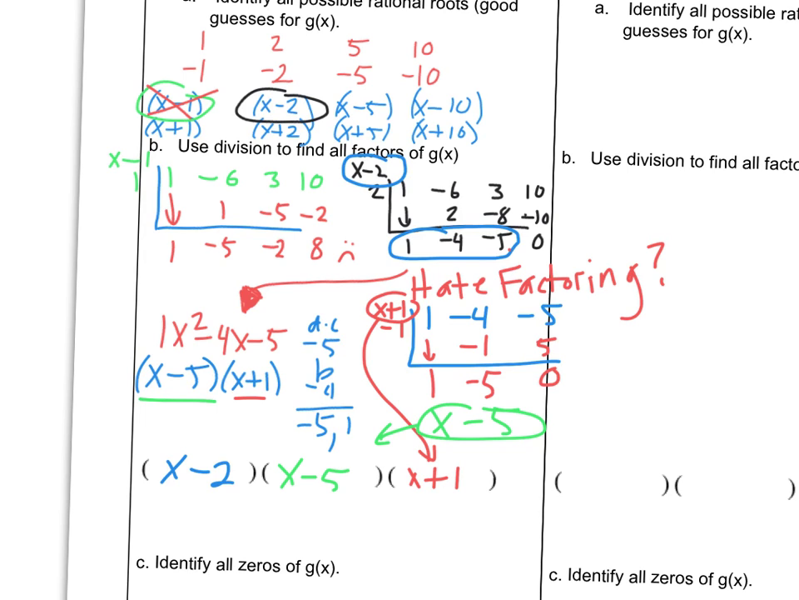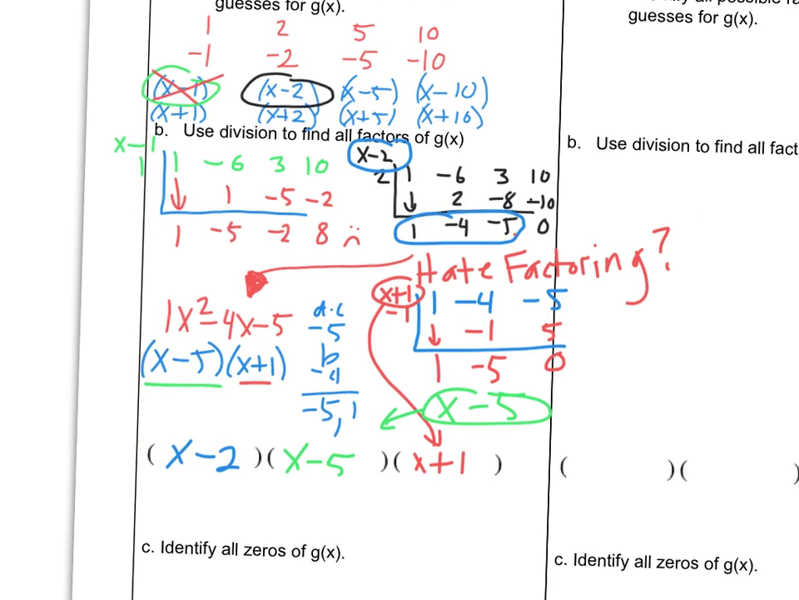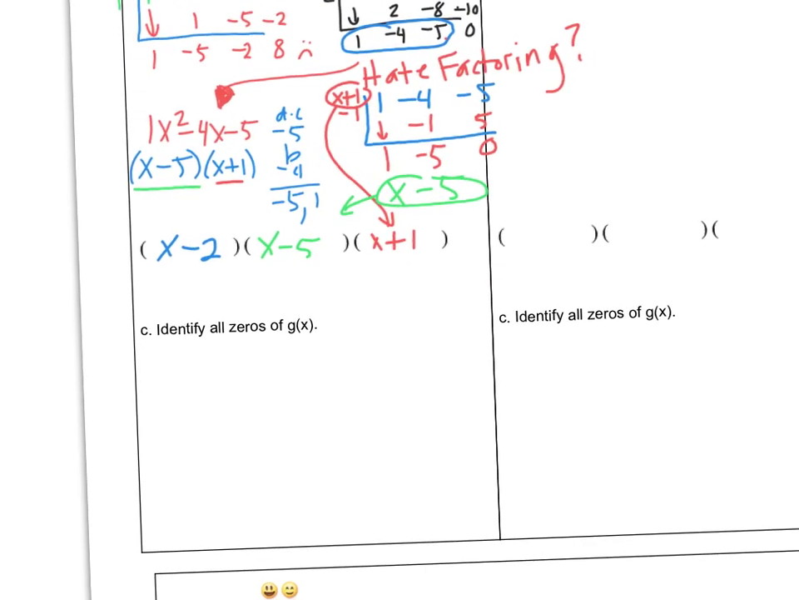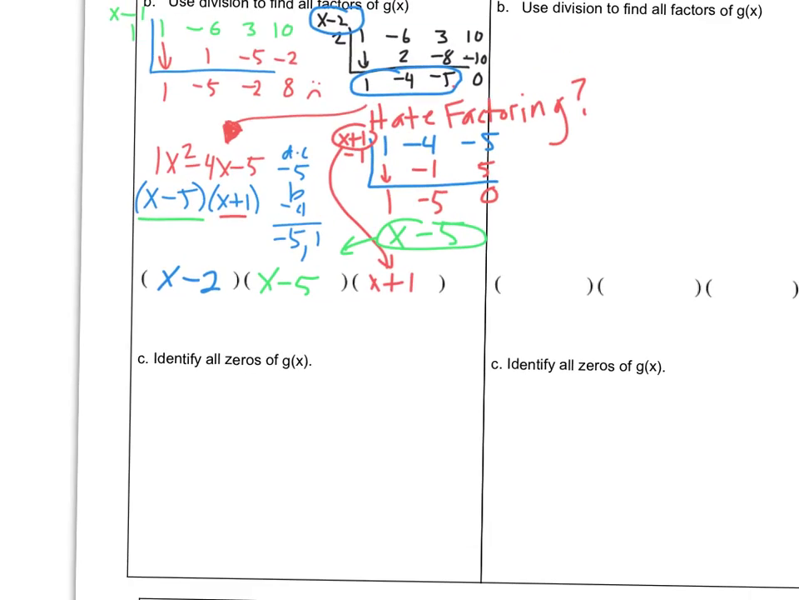If you prefer doing synthetic division, and I know that some of you do, that would be a way to avoid factoring. The last part, identify all zeros. Once you have the factors, these would be the numbers that make each of those parentheses equal to 0. So x equals 2, x equals 5, and x equals negative 1.